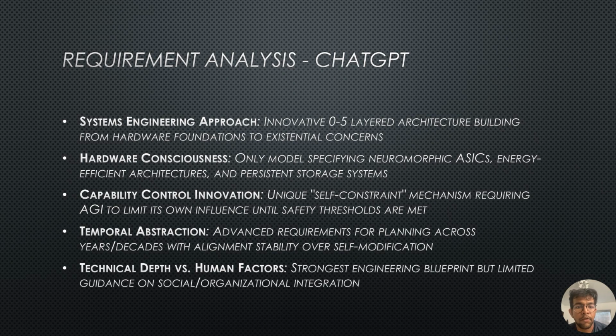ChatGPT took an innovative structured approach and came up with a 5-layer architecture. It built AGI requirements from a hardware foundation all the way up to existential considerations. This unique systems engineering perspective, I think, reflects a very sophisticated understanding of how complex systems are actually built. It started with a physical layer, and it built abstraction layers on top of it.